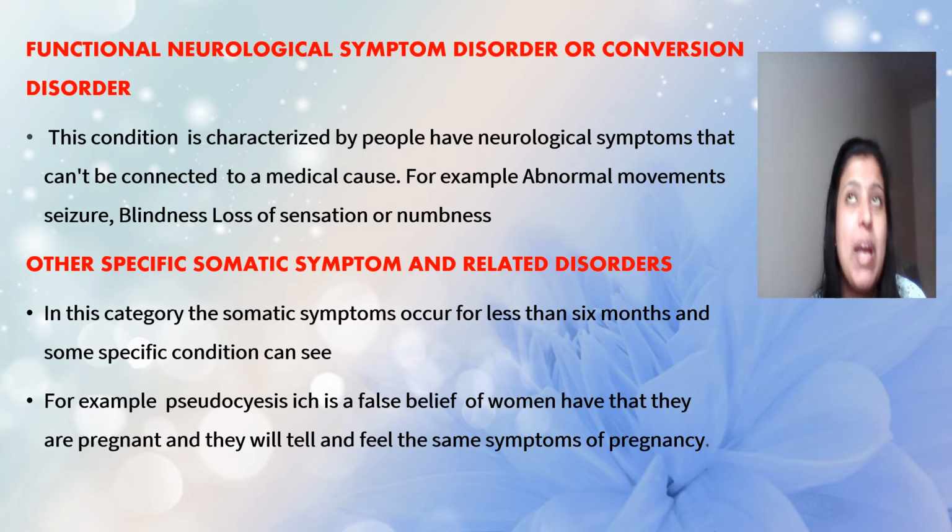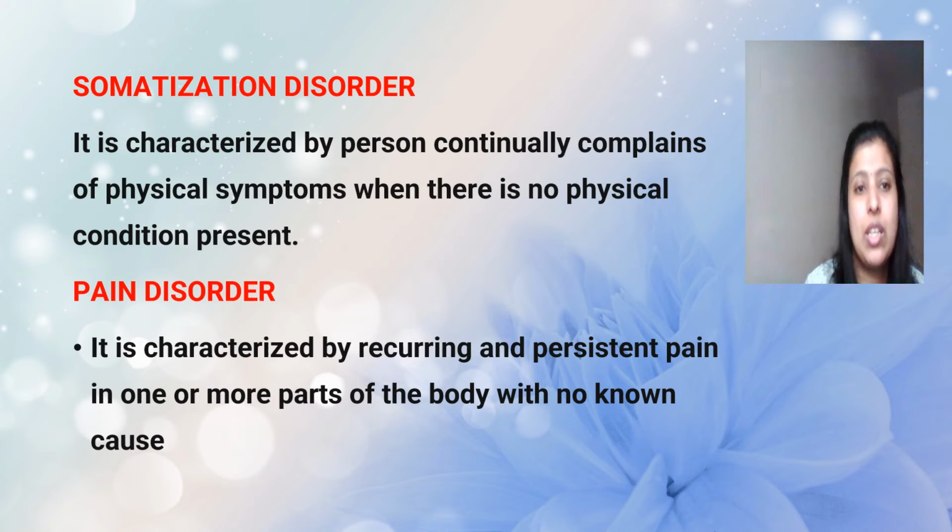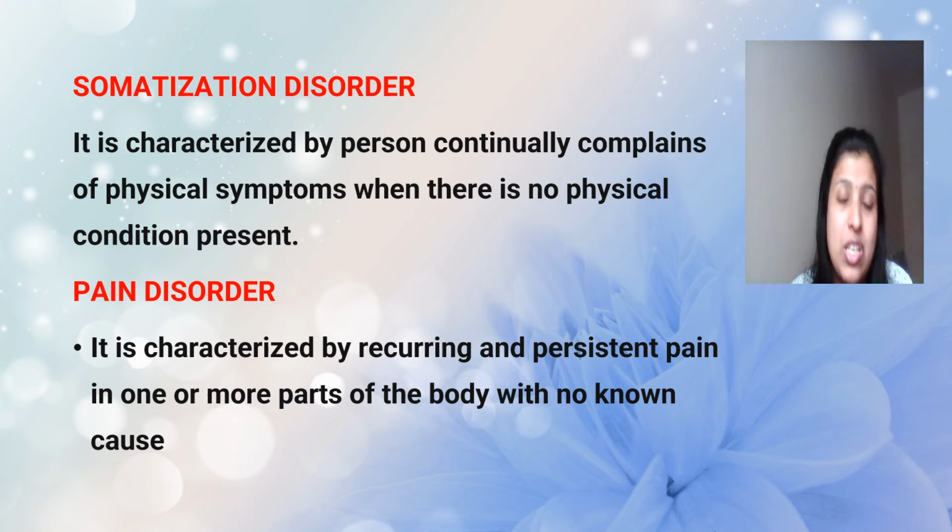In this category, the somatic symptoms occur for at least 6 months, and a specific condition we can see is pseudocyesis. That means the woman will feel that she is pregnant and show all the symptoms like a pregnant lady. This type of problem will last a maximum of 6 months. Then somatization disorder. Somatization disorder means the patient will show physical symptoms, but there is no physical condition present or physical reason behind this. Then pain disorder. That means persistent, recurring pain in one or more parts of your body, but there won't be any medical cause behind this pain.